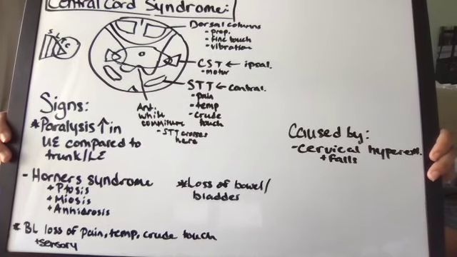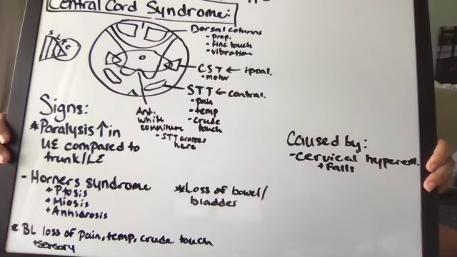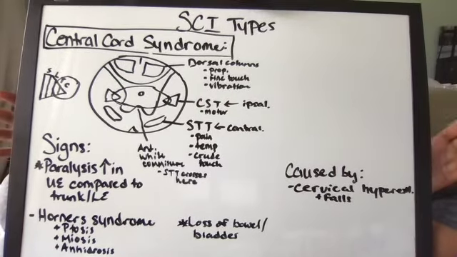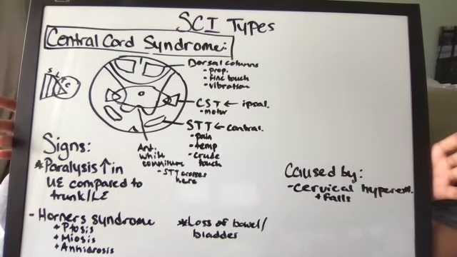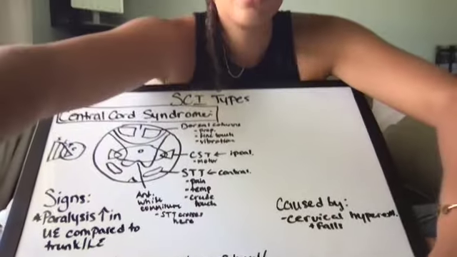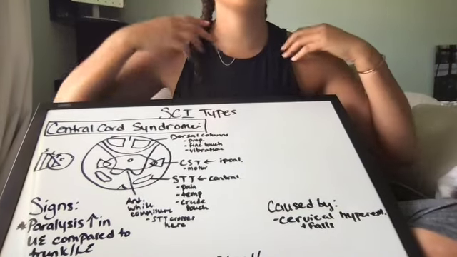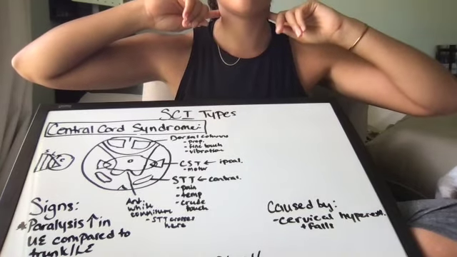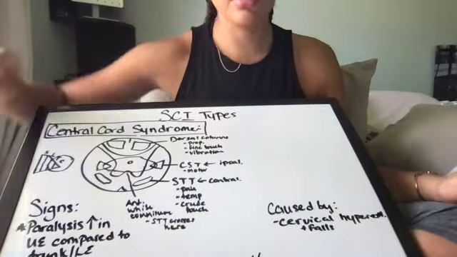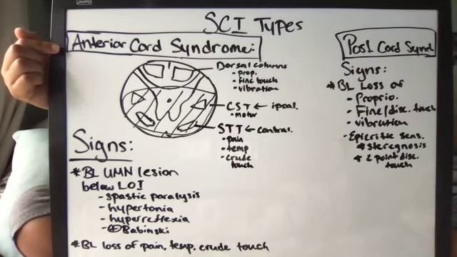Bilateral loss of sensory below the level of injury, pain, temperature, and crude touch, and loss of bowel and bladder. And then over here, I just said, typically this is caused by cervical hyperextension, and you'll get cervical hyperextension often in falls. So think of it, when you fall, you get this quick movement here, hyperextension of the cervical region, which is going to cause the domino effect of all of these things that I talked about. Next, we'll talk about anterior cord syndrome.